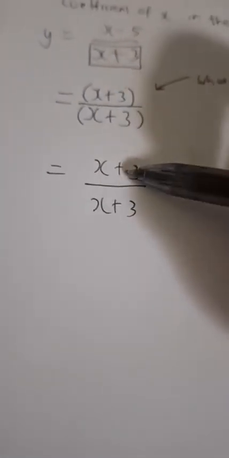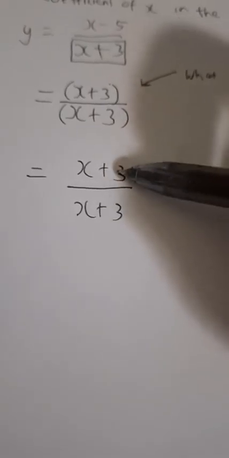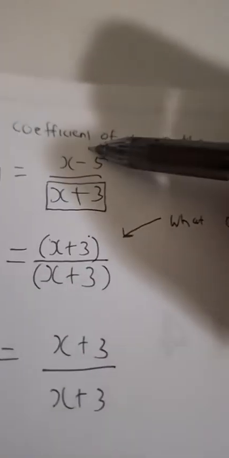Okay, because it will depend on what we have. So let me just rewrite this again without the brackets. So what we first do is that since we have x plus 3, we are going to immediately write another x plus 3 in the numerator. Remember, we had x minus 5.